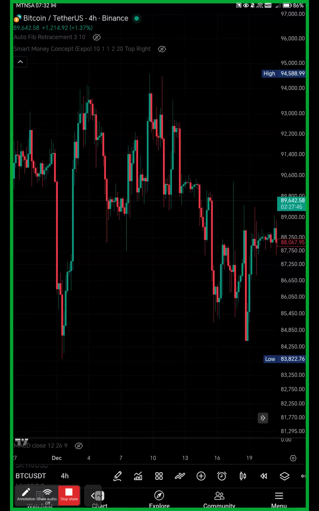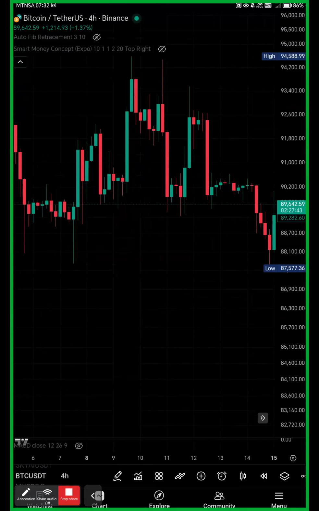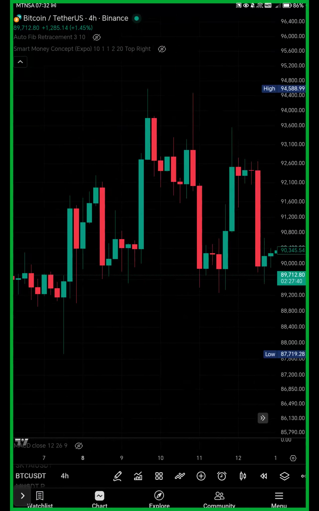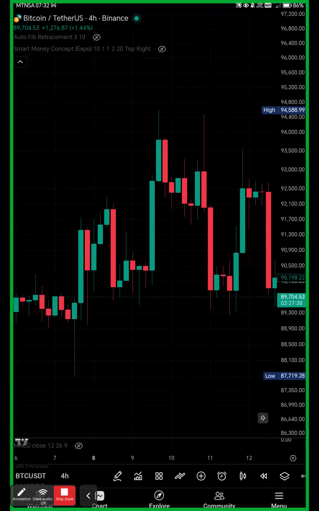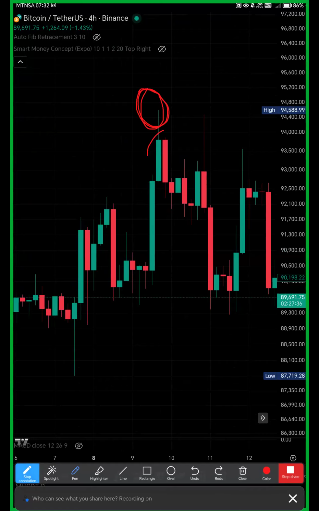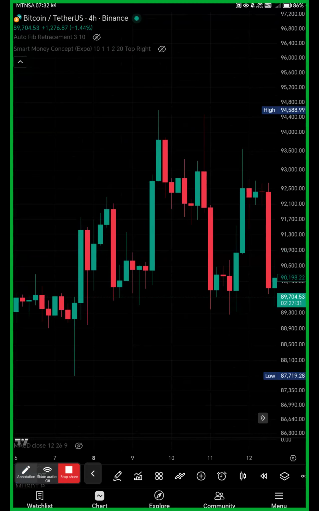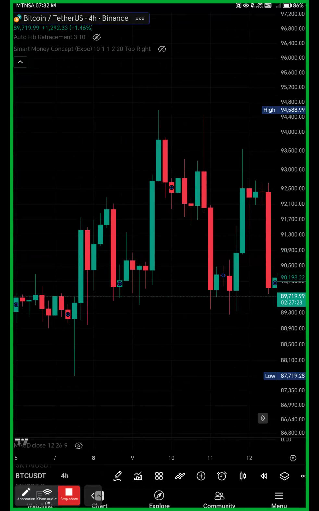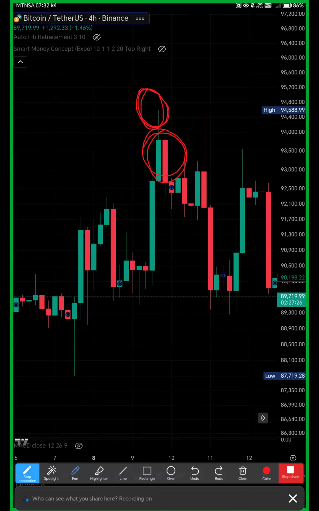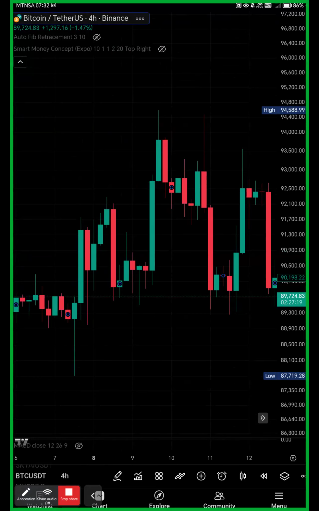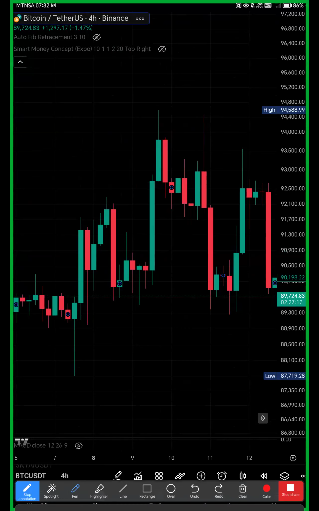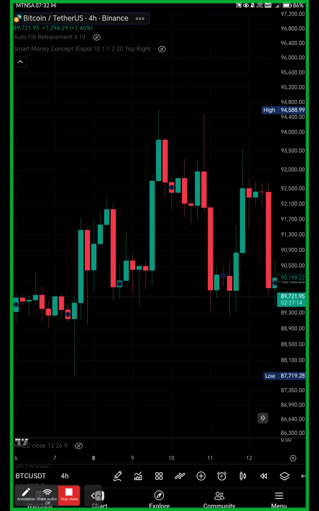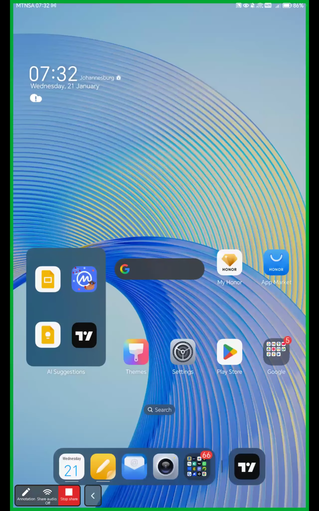What type of chart pattern is this one? I want you to locate it, find out. I want you to notice how the bodies are closing. What type of chart pattern is this?